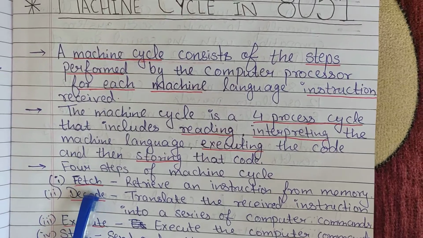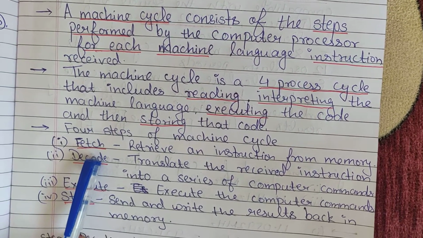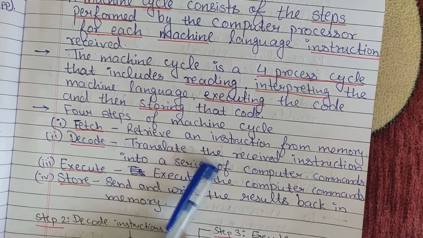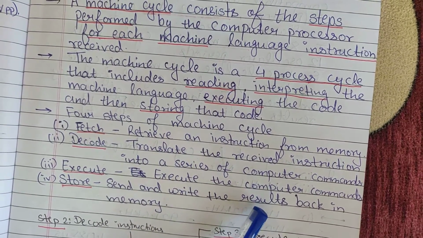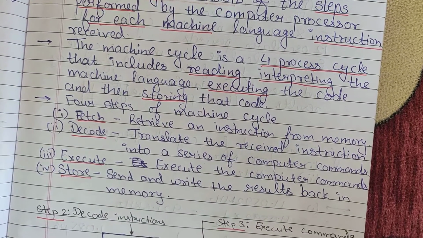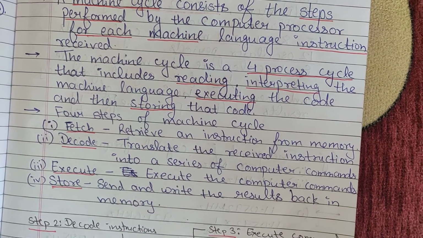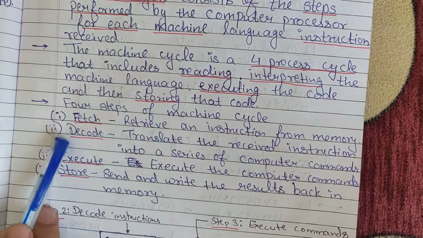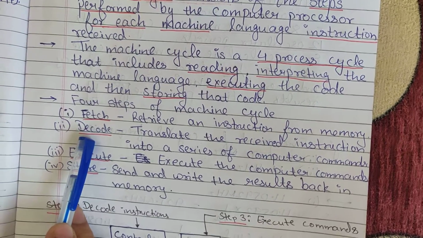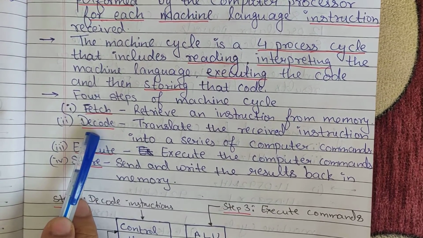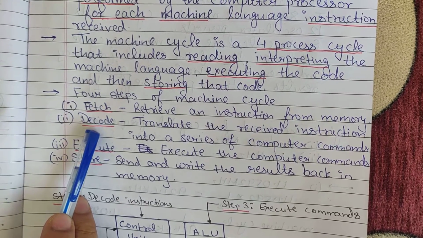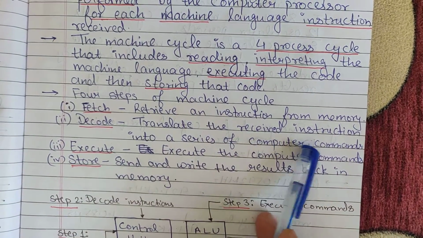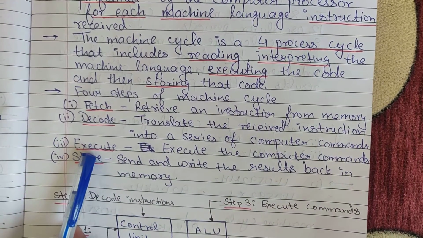The first step is fetch. What happens in fetch is that the control unit requests some instructions from the main memory, which has been previously stored in the main memory by a previous program that we have written. Then after it gets fetched, it goes to decode. What happens in decode is that the received instruction is decoded, or you can say it's broken down into the various computer commands. The next step is the execution.